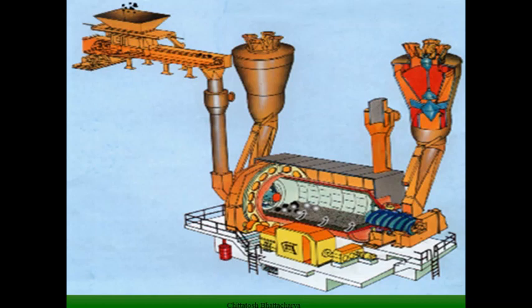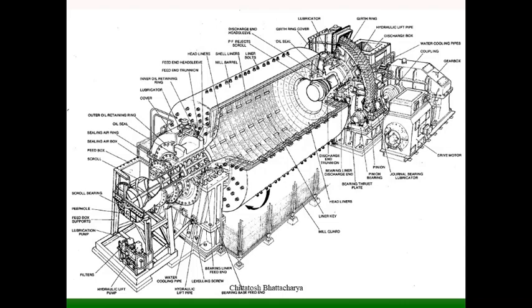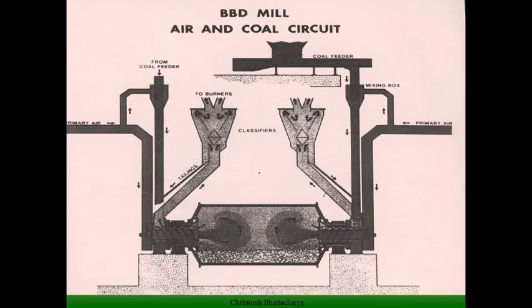This type of milling system operates at a maximum temperature of 95 to 100 degrees, because the mill outlet temperature of the coal particles and primary air must not be below 90 degrees centigrade, and the inlet primary air availability is around 320 to 340 degrees centigrade.